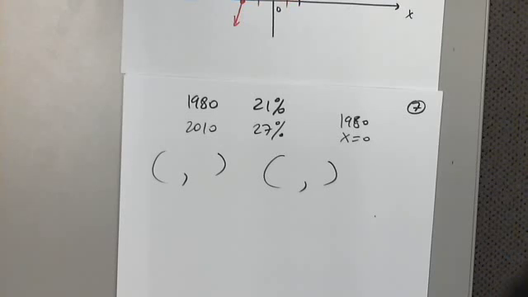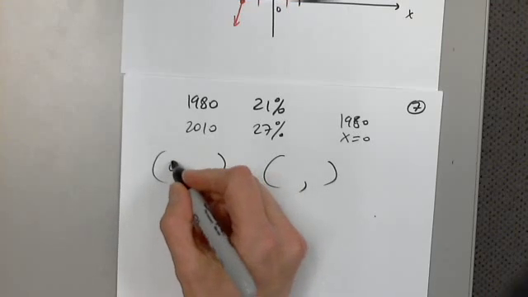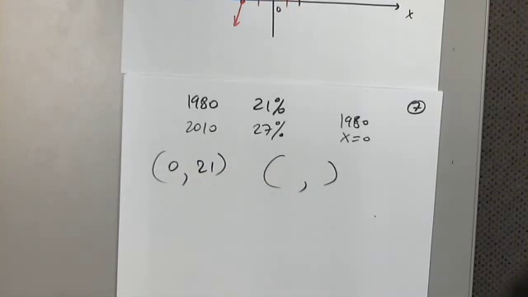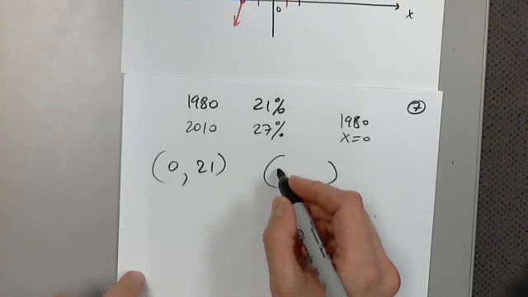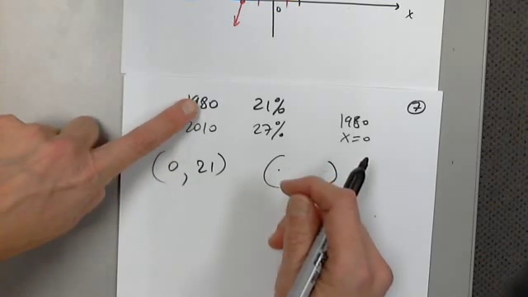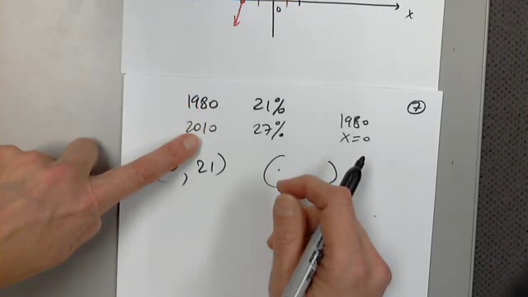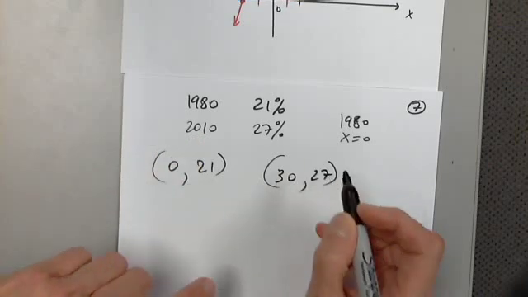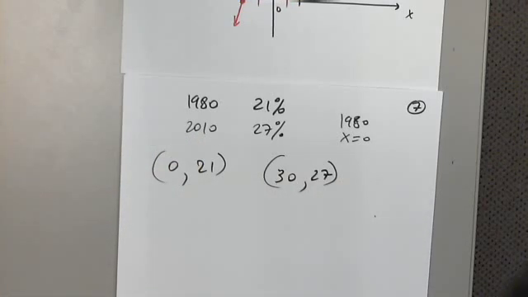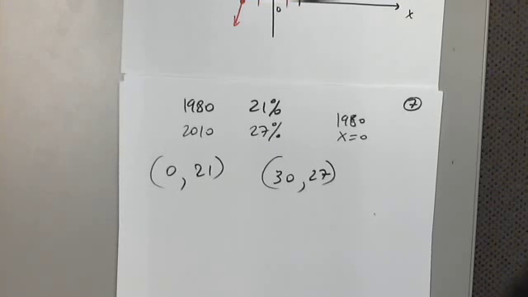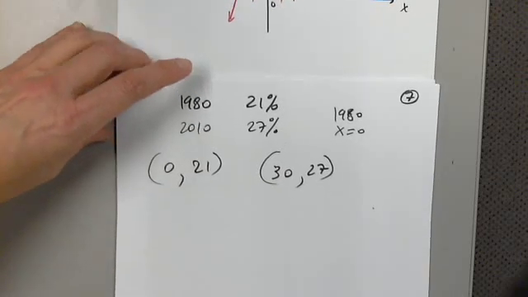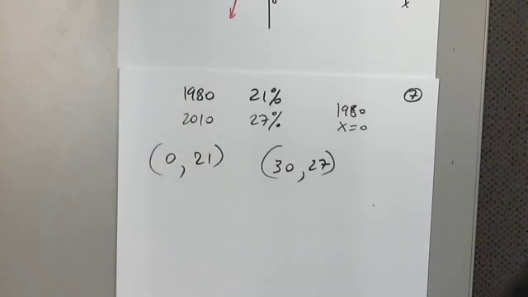So do we have any points? 0, 21. And 3, 27. I guess 1, 27. So from 1980, which is 0, to 2010, 30, 27. That's all I need. So what do I do now in order to find the equation of the line passing through these points? Find the slope, indeed. Very good, thank you.